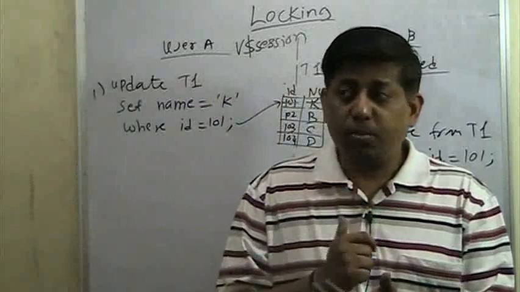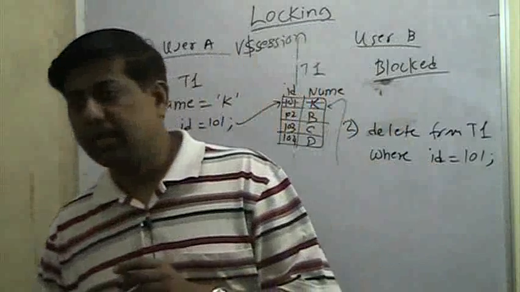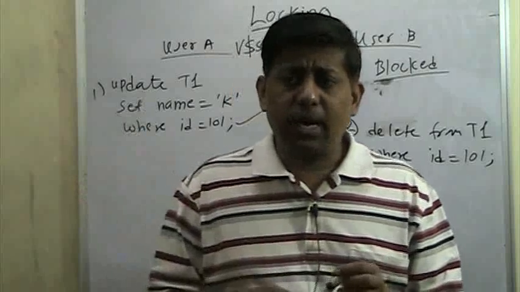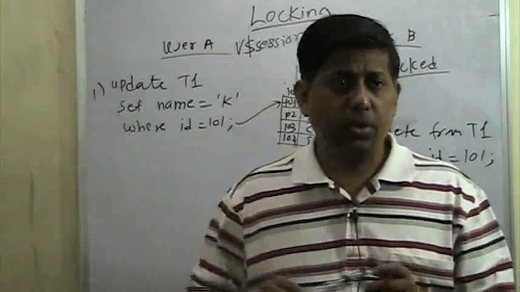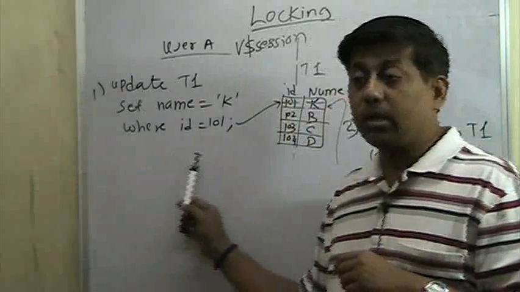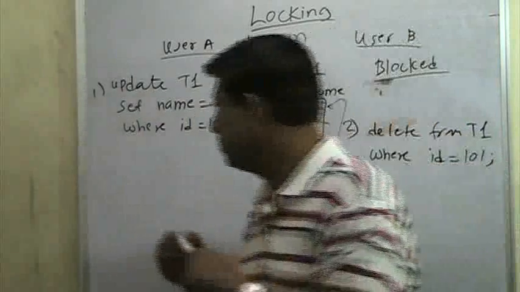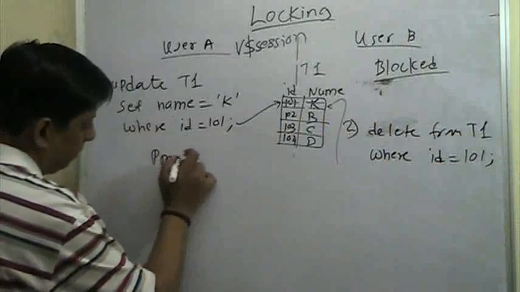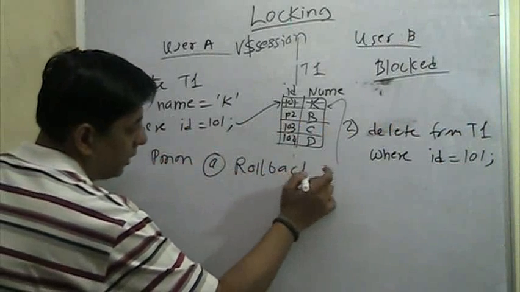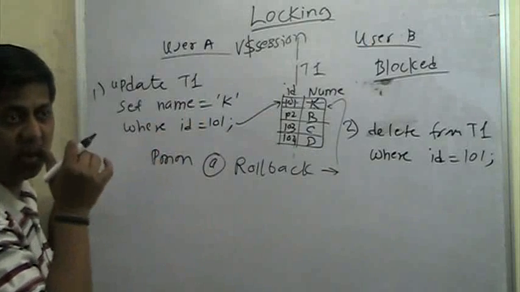Then the PMON process is notified that we would like to kill this session. The PMON process identifies what transactions are going on for this session for that user, and what locks this user has acquired. PMON is going to do 2 things. Number 1, it is going to roll back. PMON is going to use undo to roll back all the things this user has done.